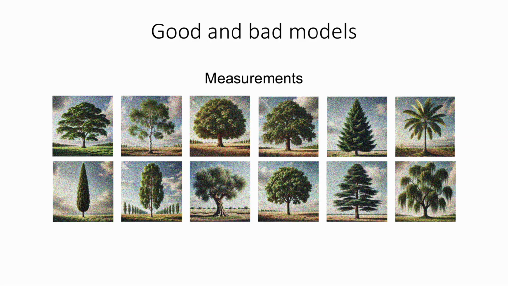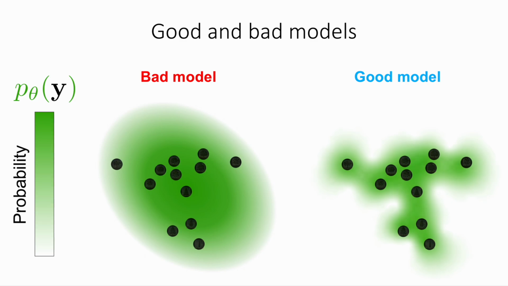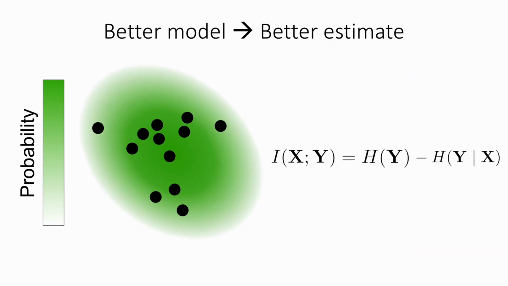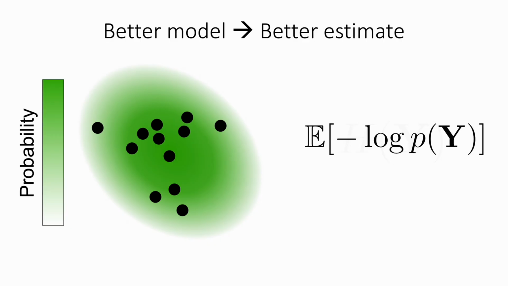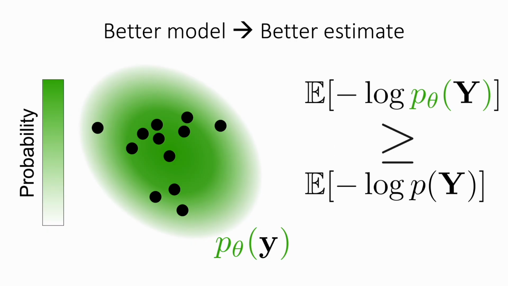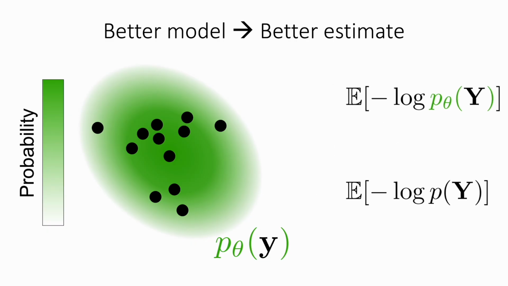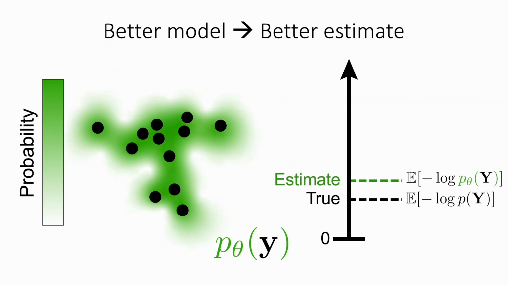For a given measurement dataset, better models more accurately concentrate probability mass on the underlying true distribution. This will produce more accurate information estimates. To see why, consider the entropy term being estimated. This entropy depends on the true distribution, P of y. Since this distribution is unknown, we estimate it with our model, P theta of y. This forms an upper bound on the true entropy. By fitting better models, the estimate of entropy becomes increasingly close to its true value.